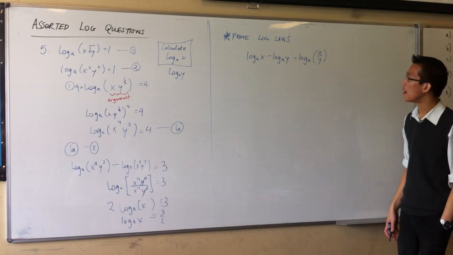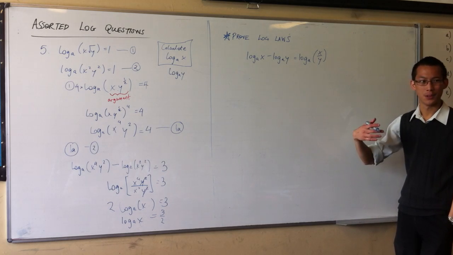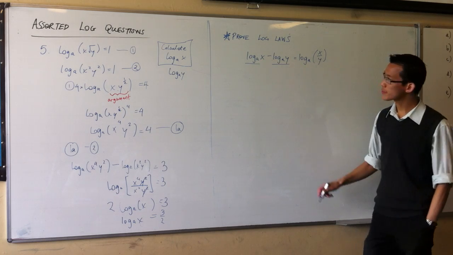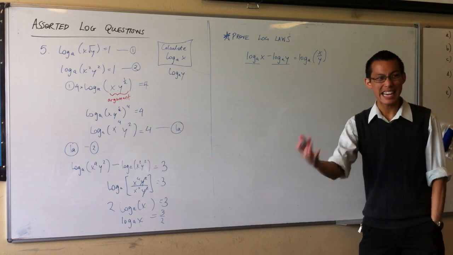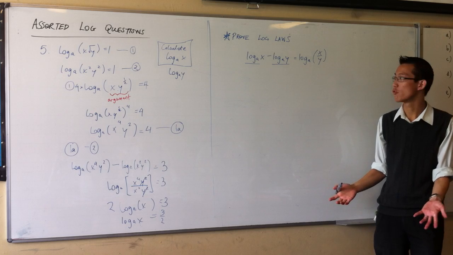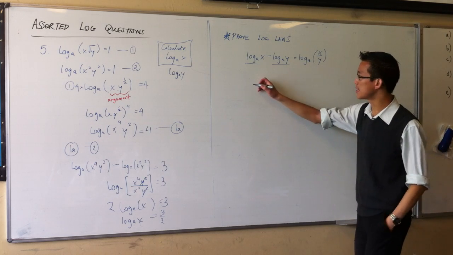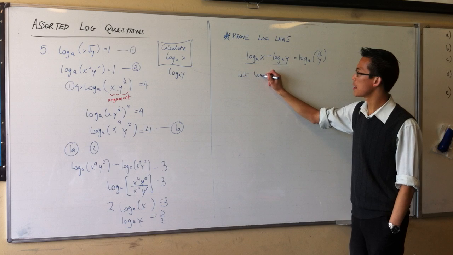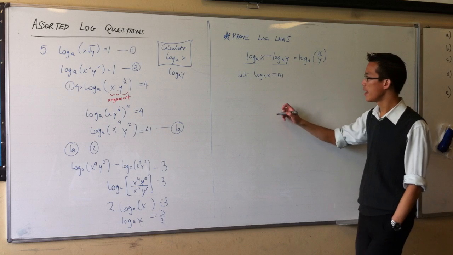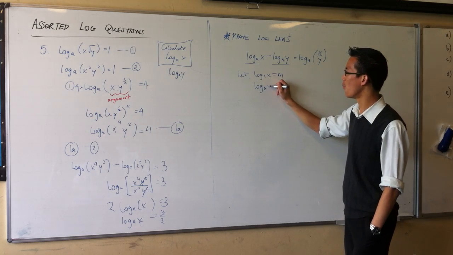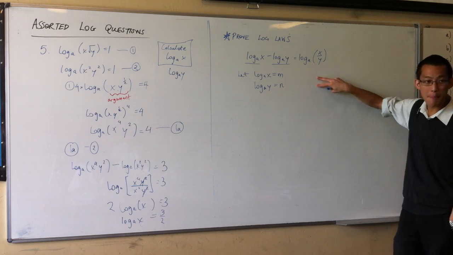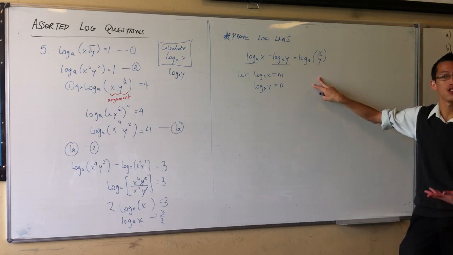So what do I do? I'm going to need to introduce some new language here, right? For instance, these two here, I want to translate these from log equations into index equations, because then I can use the index law that I know. So let's say let log base a of x equal one number, and let log base a of y equal another number. Now I'm going to rewrite both of these in index form so that I can use the index laws that I know.